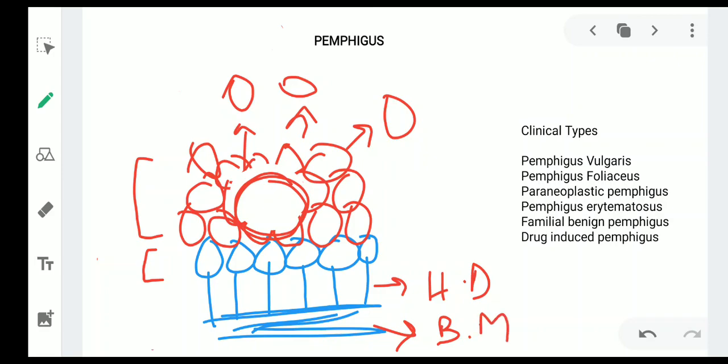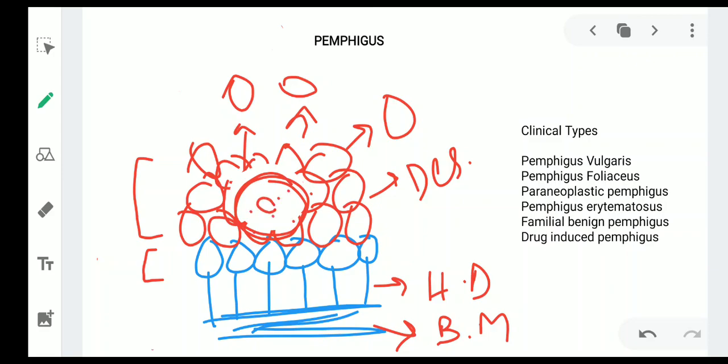Now when the glue is lost, what was the glue here? It was the desmosomes. So these were the desmosomes. When the desmosomes are attacked and there is a loss of cohesion, each cell will move apart, forming a blister within the epithelium, and this is what happens in pemphigus.